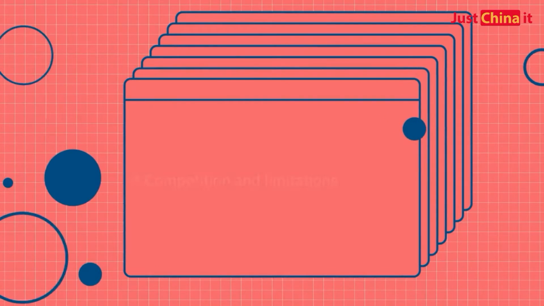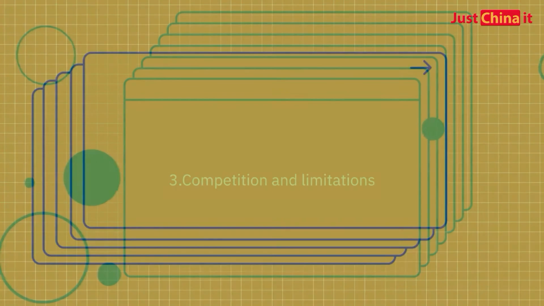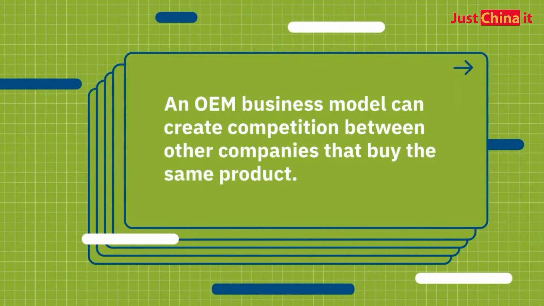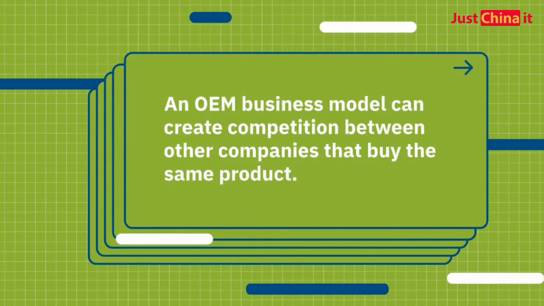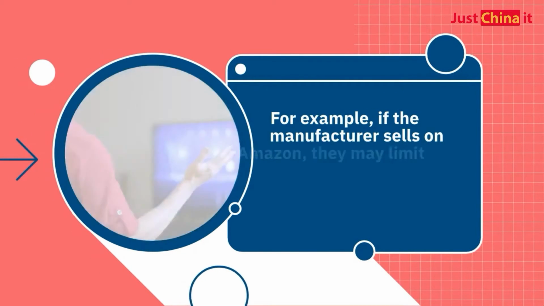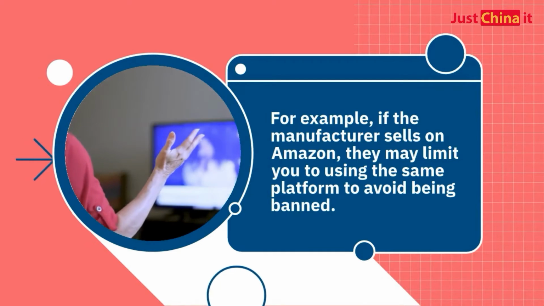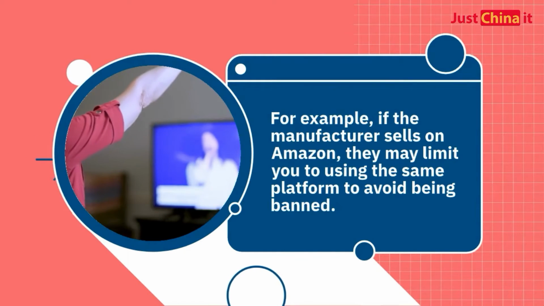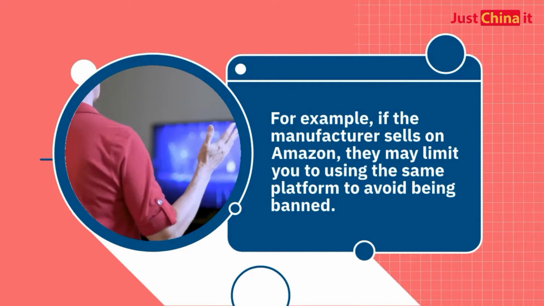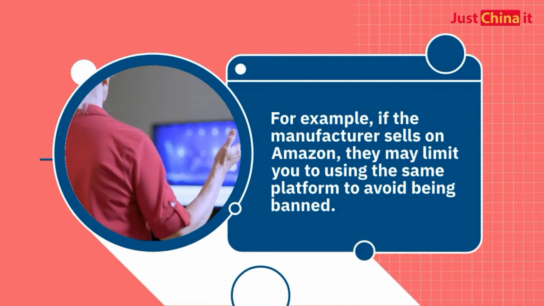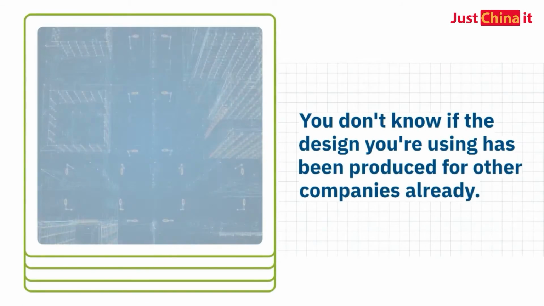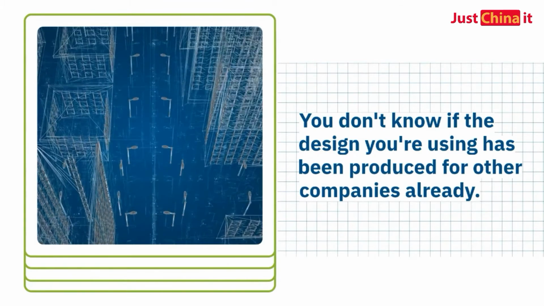3. Competition and limitations. An OEM business model can create competition between other companies that buy the same product. For example, if the manufacturer sells on Amazon, they may limit you to using the same platform to avoid being banned. In some instances, some of your packaging designs and presentations can be copied by other buying companies. You don't know if the design you're using has been produced for other companies already.